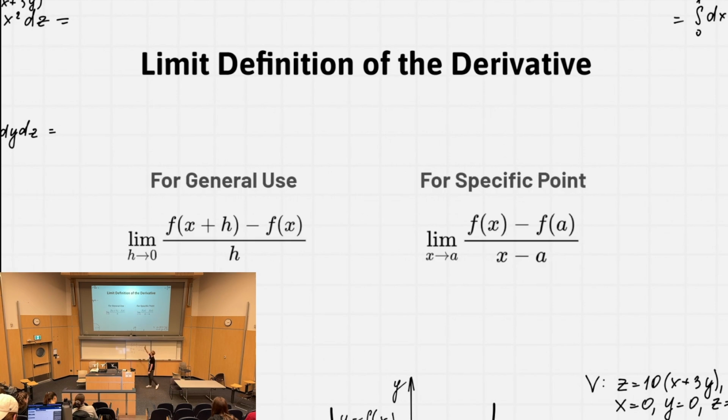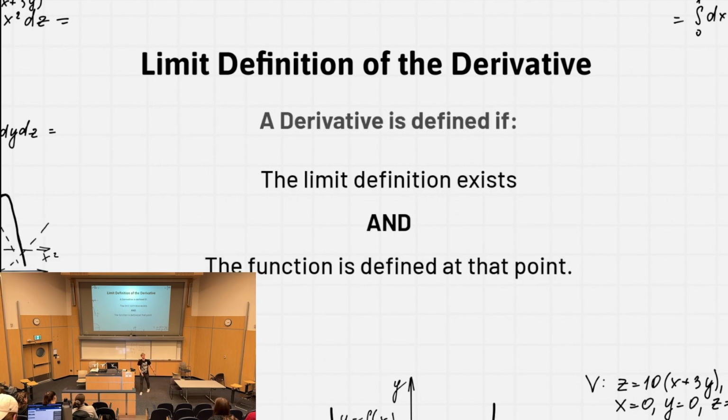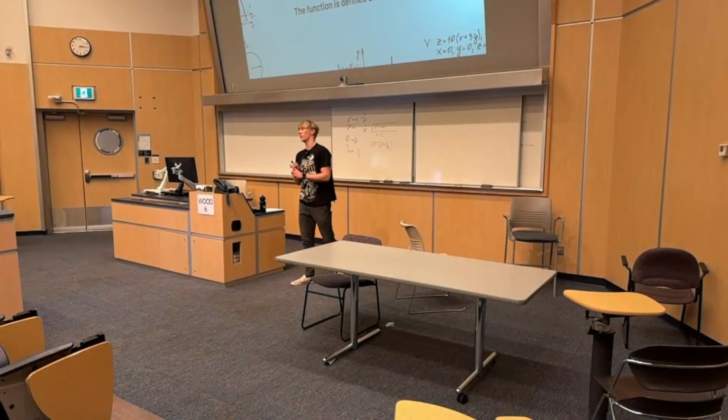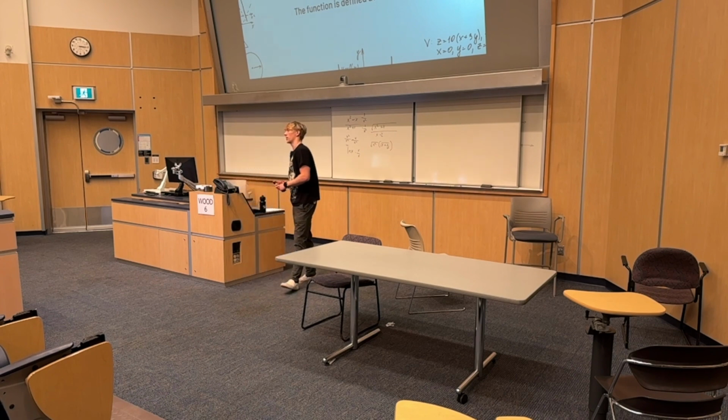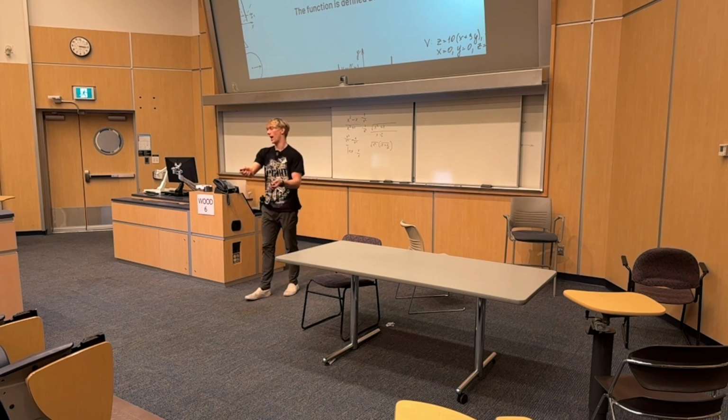So if this limit exists, that's the first step. The second part is that the function has to be defined at that point. For the most part, these are the two things to show that a function is differentiable. So if a question asks whether the function is differentiable, one, take the limit definition of the derivative and prove that it exists, and then show that the function is defined at that point. For it to be defined, you're just evaluating f at a certain value.